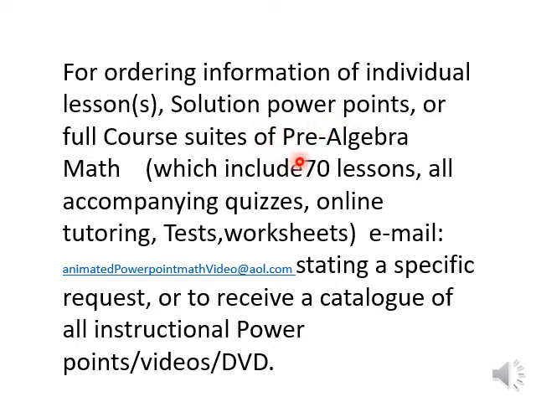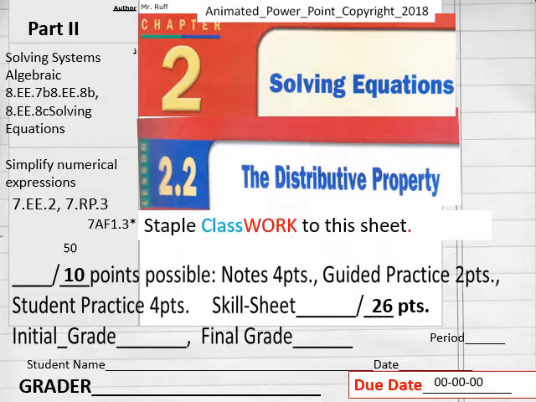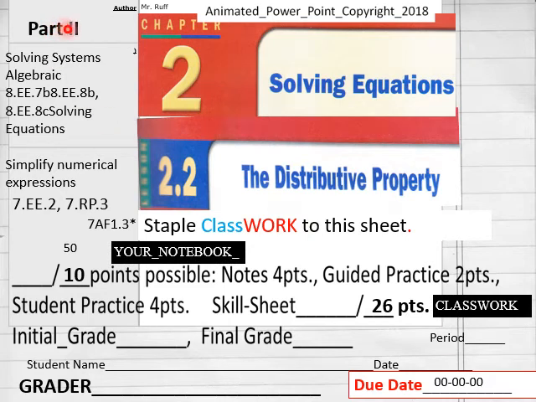Hello everybody, we're getting ready to do lesson 2.2 part 2 today, the distributive property. You got 26 points on your classwork sheet and you got 10 points that will go into your notebook or your notebook guide. Have that out in front of you now, students. Put your name, date, period on your phone, your tablet, or your paper.